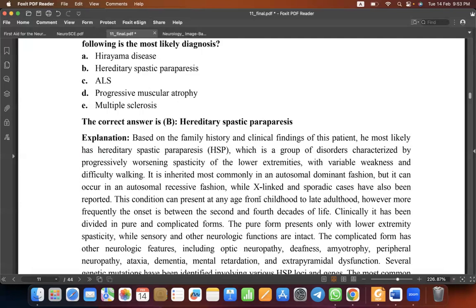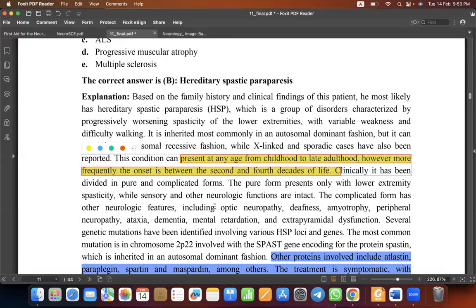Particularly, you should remember that the patient will come to us in the 2nd to 4th decade of life. That is very important. Clinically, it has been defined into a pure or complicated form. In the pure form, there will be lower extremity spasticity. Sensory will be absolutely all right.